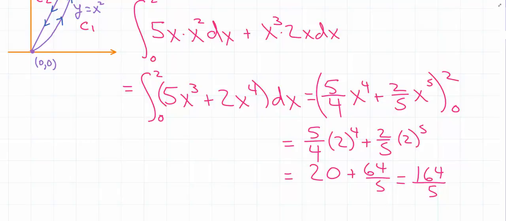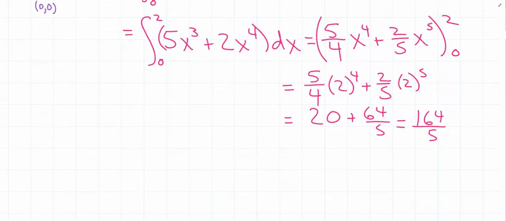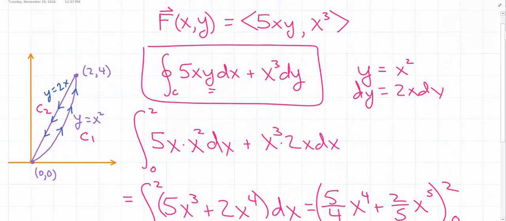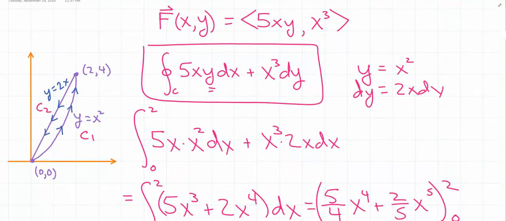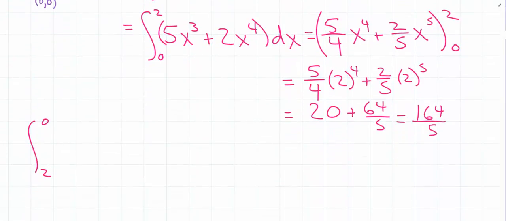Okay. Now, let's go ahead and look at the second curve. I set it up the same way, except now I'm not going from 0 to 2. I'm going from 2 to 0. See, it matters how this curve is traced out. I'm going from 2 to 0 because you're going up this curve and then down this curve, so you're not going from 0 to 2. Now I've got y equals 2x. If y equals 2x, then dy equals 2 dx. Something to keep in mind there.